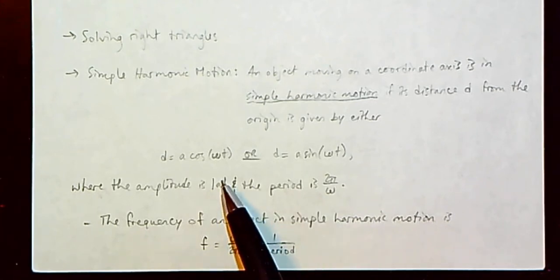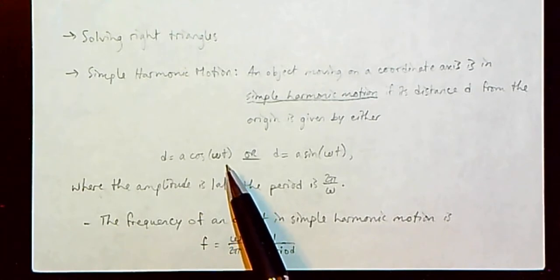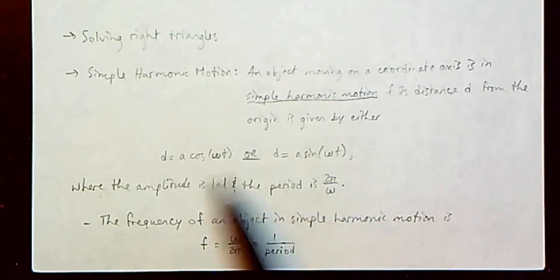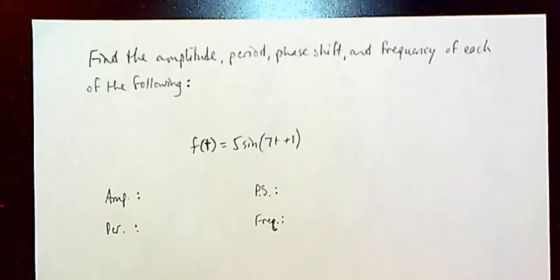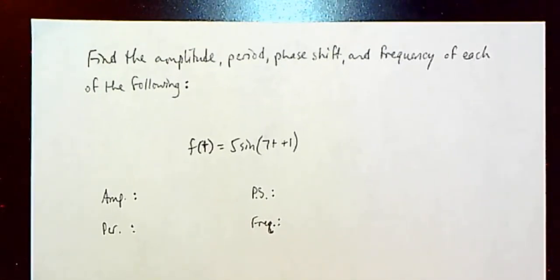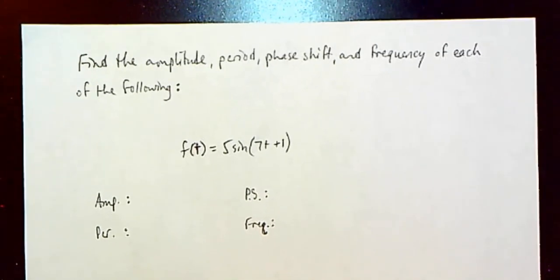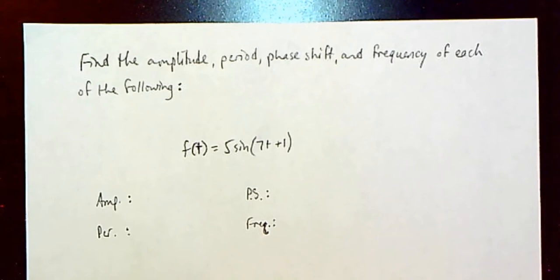Now, technically, we could have plus or minus some other constants inside of our trig functions here. That is possible, but for the most part, it is going to be one of these two forms. So just as a couple quick sample problems here, find the amplitude, period, phase shift, and frequency of each of the following. First one up, f of t is equal to 5 times the sine of 7t plus 1.